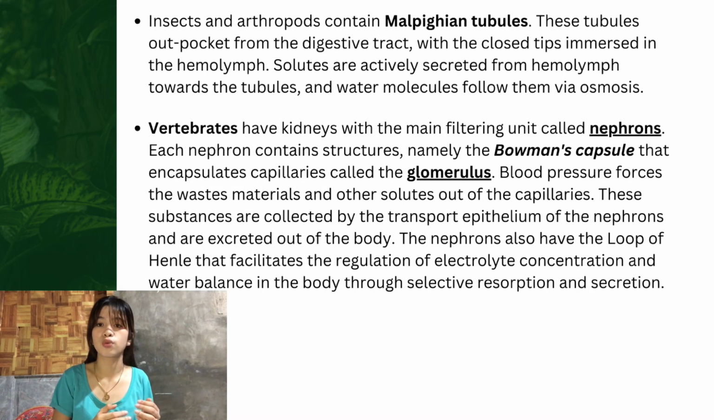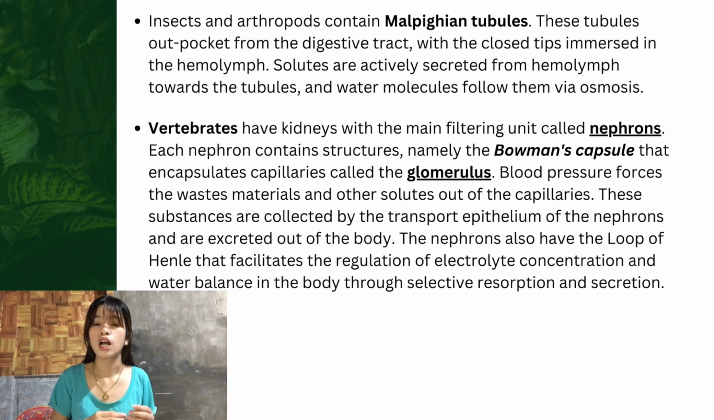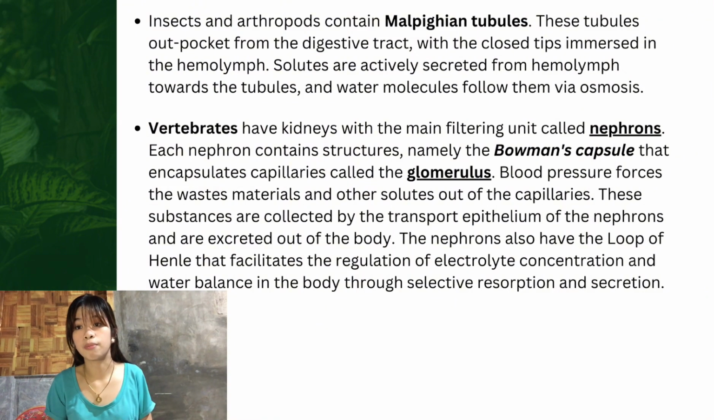Vertebrates have kidneys with a main filtering unit called nephrons. Each nephron contains structures, namely the Bowman's capsule that encapsulates capillaries called the glomerulus. Blood pressure forces the waste materials and other solutes out of the capillaries. These substances are collected by the transport epithelium of the nephrons and are excreted out of the body.